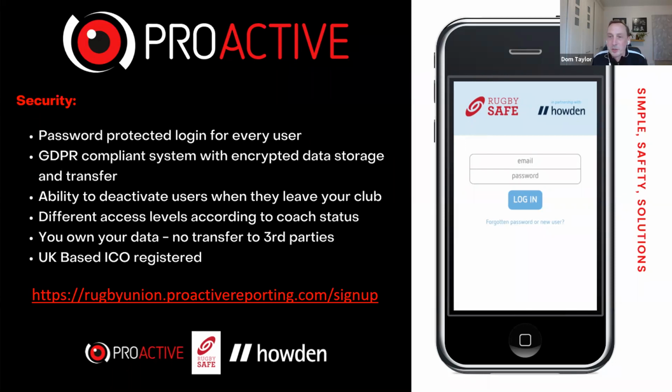There's different access levels according to the different levels of coach. So there's a coach level, there's a group admin level, and then a company admin level. It's your data. As I say, we've come from a sporting background. We know that there's a lot of pressure from outside organizations to buy data or advertise products and services. We don't want to do that. We're not going to transfer any of your data to third parties. This is purely for your club to help you maintain safety and make it a better club for all. We're UK based and we are ICO registered.